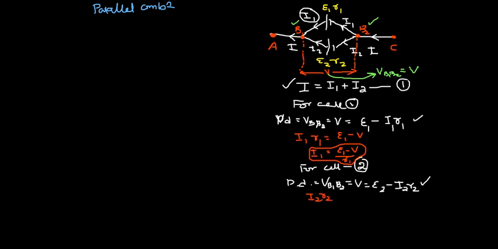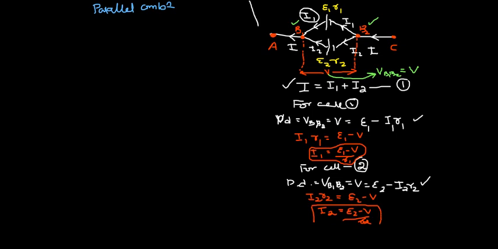I2 into R2 is equal to E2 minus V. Okay, then I2 is equal to what now? E2 minus V, whole divided by R2. Therefore, this is the second equation I am getting for the current now. Okay, we are ready with the currents now.